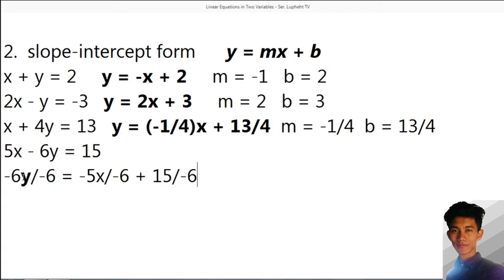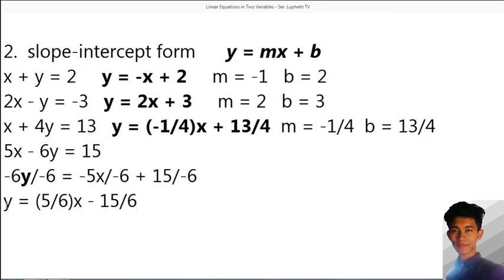So, negative 6y divided by negative 6. So, simplifying that, y na lang po yun. Okay? Is equal to, so always remember na negative divided by negative is positive. Therefore, that is 5 over 6 x. And then, dito mapapansin nyo, meron tayong 15 divided by negative 6. So, positive divided by negative is negative. So, yung addition po na to will become negative na po siya. Negative 15 over 6.